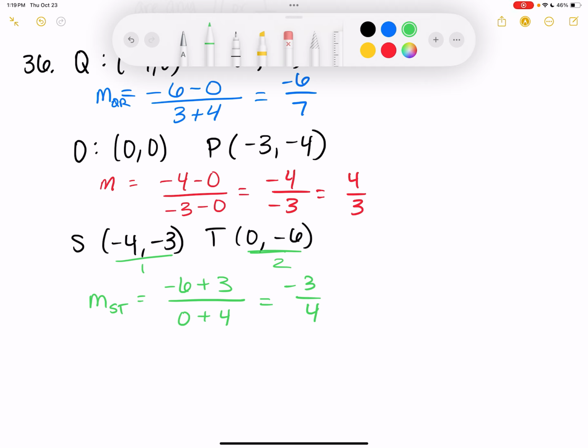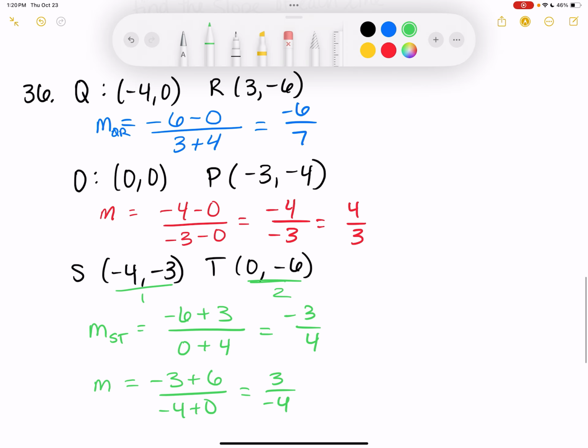Now, let me show you if I flip it and I did it the other way. And I did this point first. I could do -3 plus 6 over -4 plus 0. And I'm still going to get 3 over -4, which is the same thing. So it doesn't matter which one is point 1, which one is point 2, because I had people saying both ways. Either way is fine. You just have to be consistent when you're doing the points.